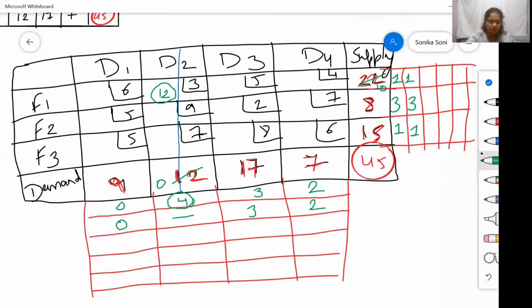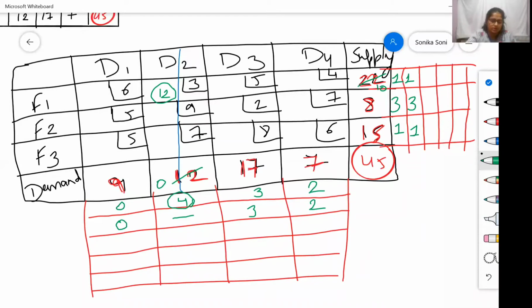That means if we take 2 as the lowest cost, whether we take the penalty 3 of the F2 row or of the D3 column, we have to choose 2 itself. So now we have to see how much we can allocate here. We can allocate only 8.